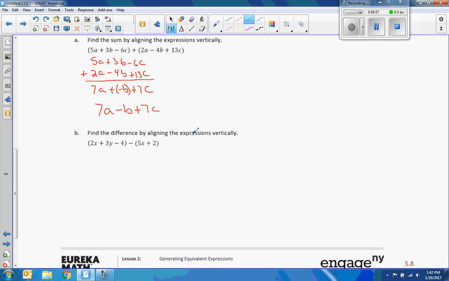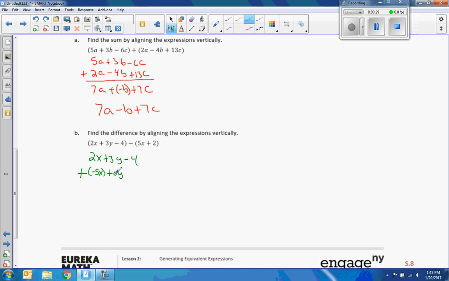Find the difference by aligning the expressions vertically again. First, write your first term without parentheses. This is minus now. So I'm going to change this to plus and take the opposite of what's in here. And that's a positive 5x, so I'm going to make it a negative 5x. And that's a positive 2. So there aren't any y's, so I'm just going to put 0y here just to line it up. You can leave it blank, but I'll put a 0y.